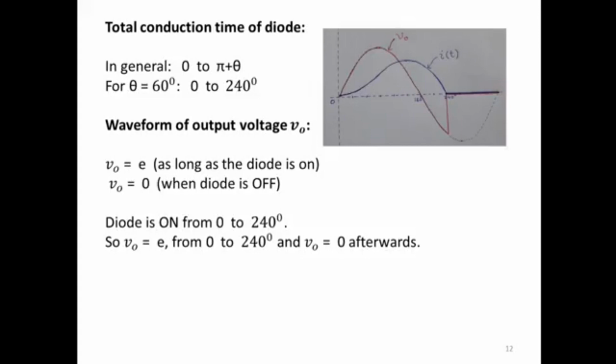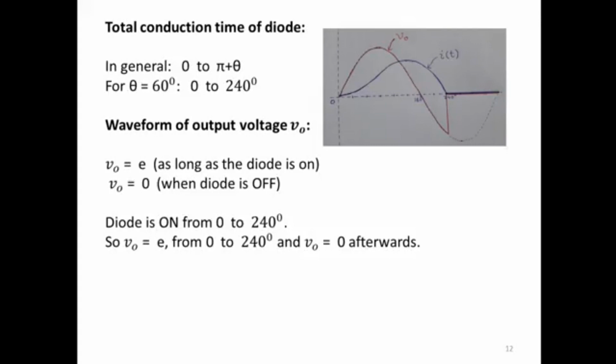Now, as I have said earlier in the first slide, V0 is equal to the input voltage as long as the diode is conducting, and V0 is equal to 0 when the diode is off. So keeping this point in mind, we can say that the diode is on. We have already calculated the conduction time of the diode. It is from 0 to 240 degrees.